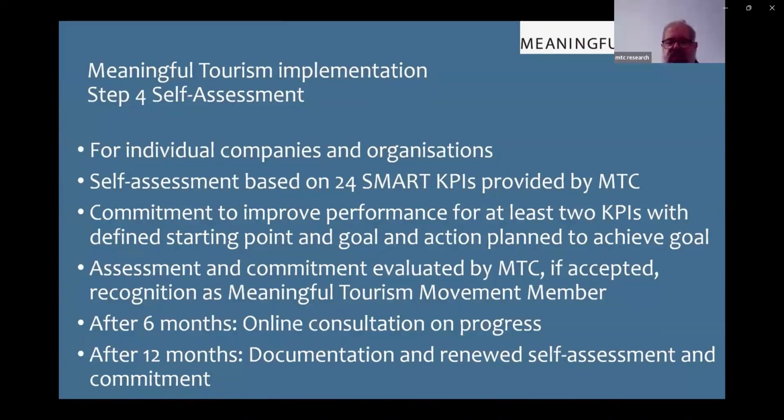So you send all this information back to us. We evaluate it, and if we accept it, then you are recognized as a Meaningful Tourism Movement member. And actually, after half a year, we will have an online consultation. So this is included, where we talk about the progress and see how we maybe can support you in reaching the goal you have identified and defined for 1 year. And after 1 year, we get another report on how things have turned out, and maybe a renewed commitment to move on to the next year.